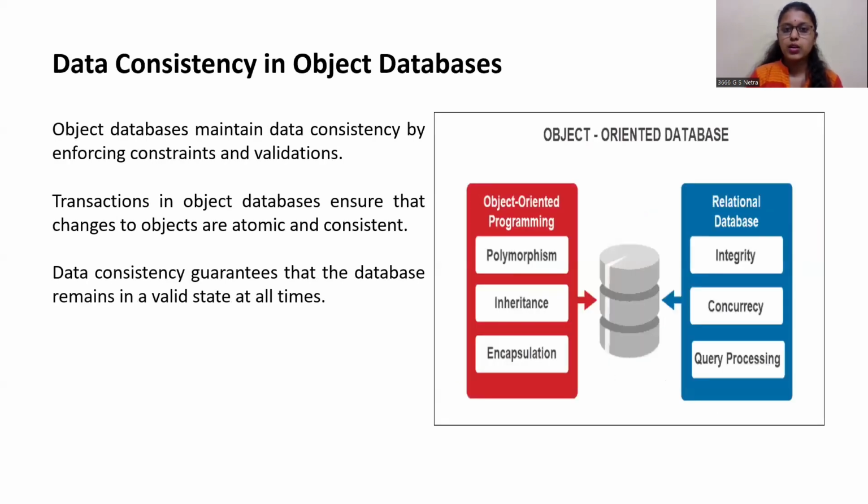Data consistency in object databases. Object databases maintain data consistency by enforcing constraints and validation. Transactions in object databases ensure that changes to objects are atomic and consistent. Data consistency guarantees that the database remains in a valid state at all times.